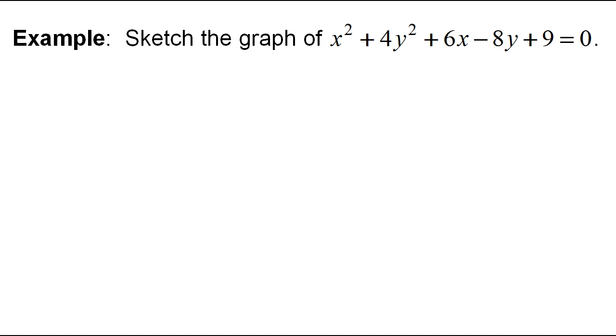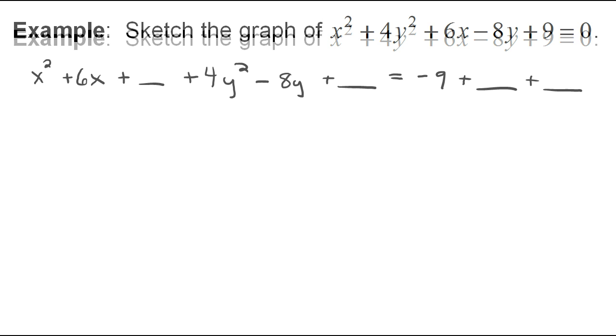Okay, I'm going to sketch the graph of this equation. Now you'll notice that it is not in the right format. So I'm going to kind of follow what I did when I started doing the circle. I'm going to group things. Okay, what I've done is I grouped the x terms and the y terms. I put the blanks in on both sides.